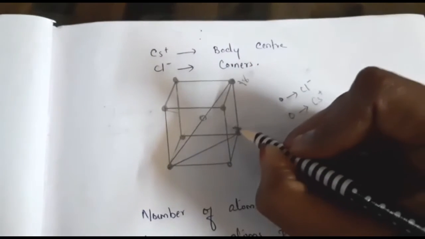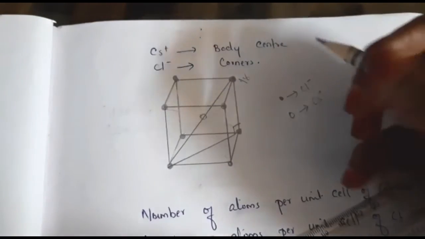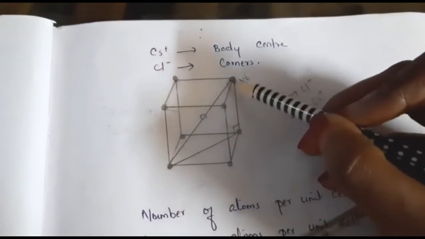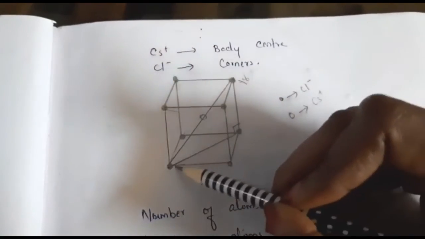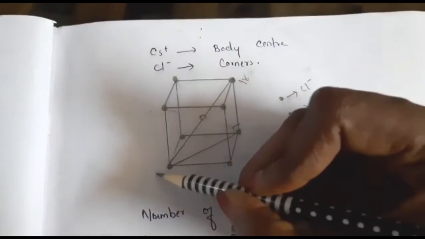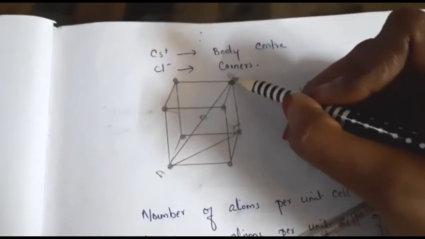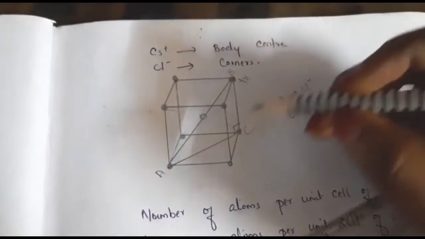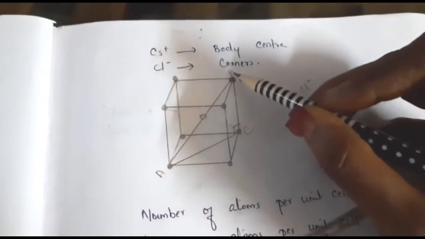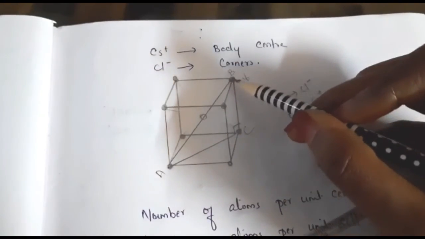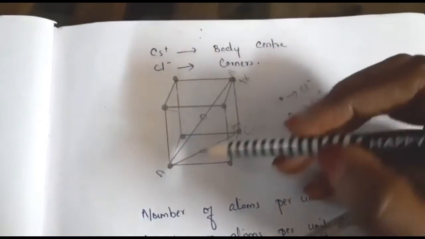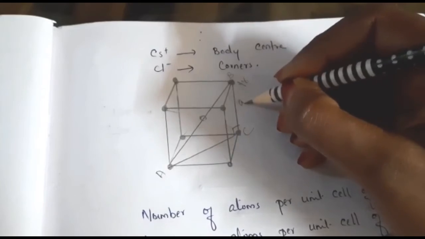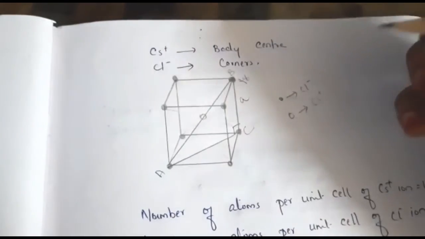So this angle will be 90 degree. We have already discussed this one in the structure of sodium chloride. So this body diagonal will be measured using this length. First we will give the names A, B, C. Now AC square plus BC square equals AB square. So body diagonal can be measured using this AC and BC. We know the length of BC is a because it is the edge length of the cube.